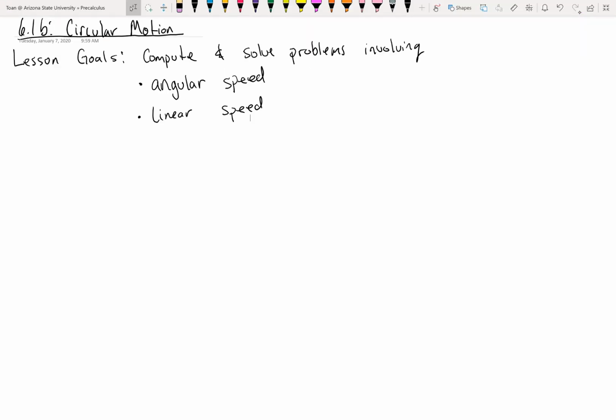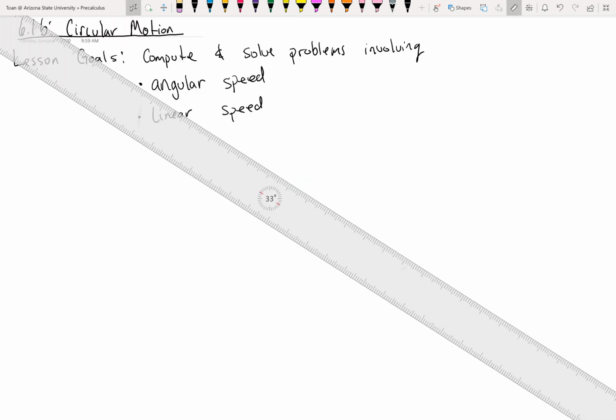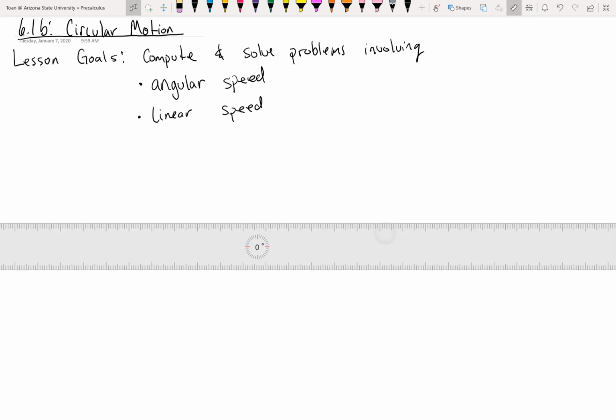So 6.1b is all about circular motion, and we're going to be talking about two things in this section: angular speed and linear speed. Now, that second bullet point, linear speed, I think we basically have a firm understanding of. It's the speed that we think of when we talk about how fast something is going. It's called linear speed because typically we talk about things going in a line.